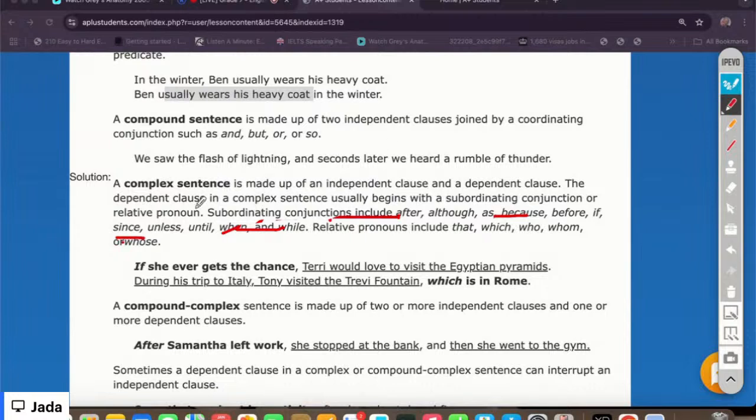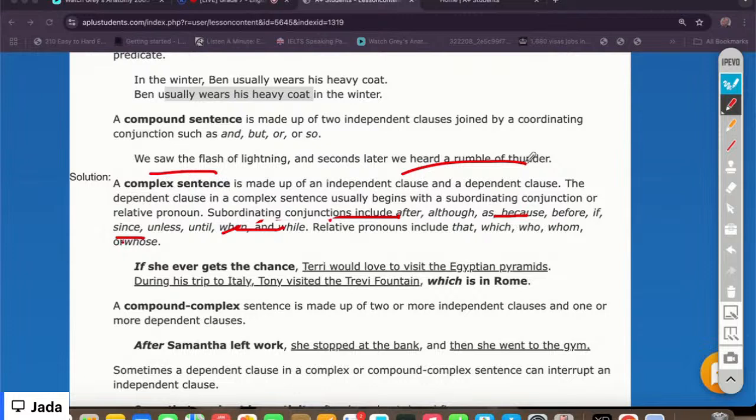Just like the sentence we have, we saw the flash of lightning, and seconds later we heard a rumble of thunder. Both of those are independent clauses, and they are joined by a conjunction, which is and, and a comma. Okay. So that's it for the compound sentences.